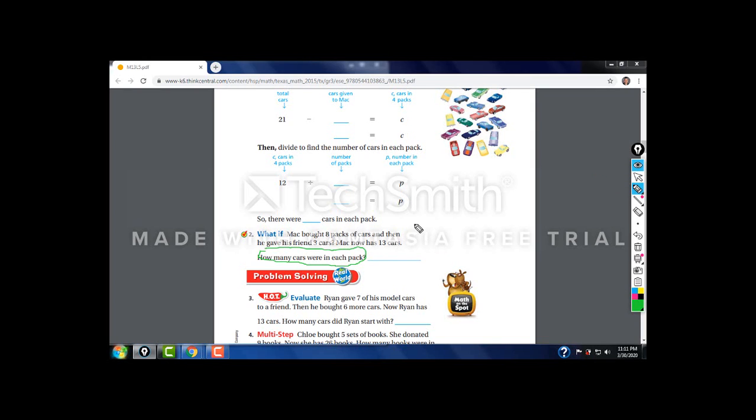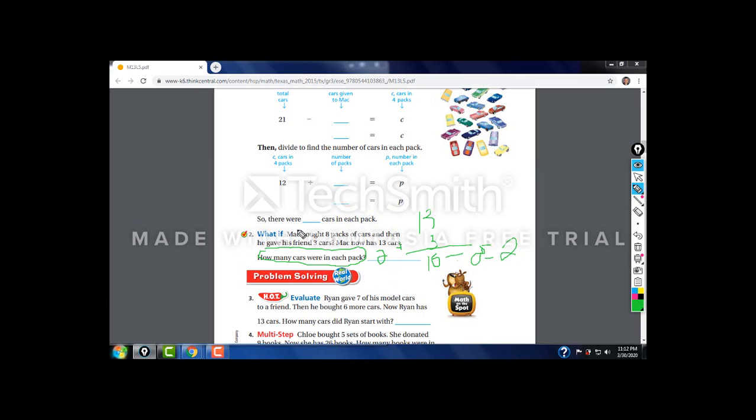What do I know? Mac has 13 cars. He gave 3 to his friend. If he gave 3 to his friend, he started off with a total of 16. And he bought 8 packs of cars, divided into 8 equal groups. 16 divided by 8. So 2. The answer is 2 here.